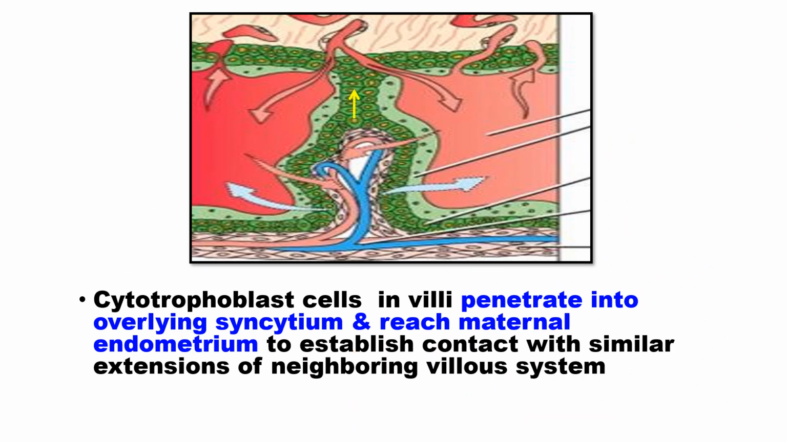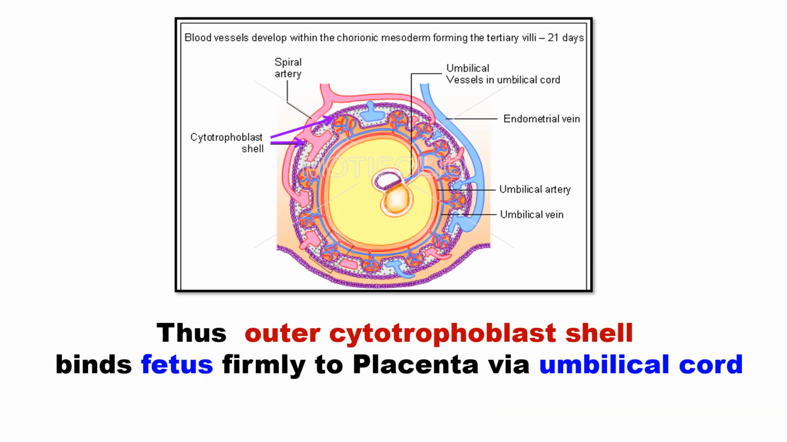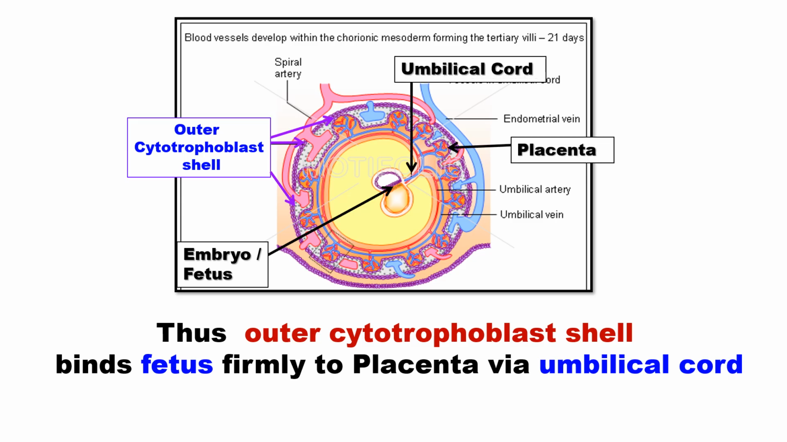Later on, the cytotrophoblastic cells in the villi penetrate into the endometrium, and they also establish connections with the similar extensions of the neighboring villus system, forming an outer cytotrophoblastic shell. The outer cytotrophoblastic shell binds the embryo or fetus firmly with the developing placenta via the umbilical cord.